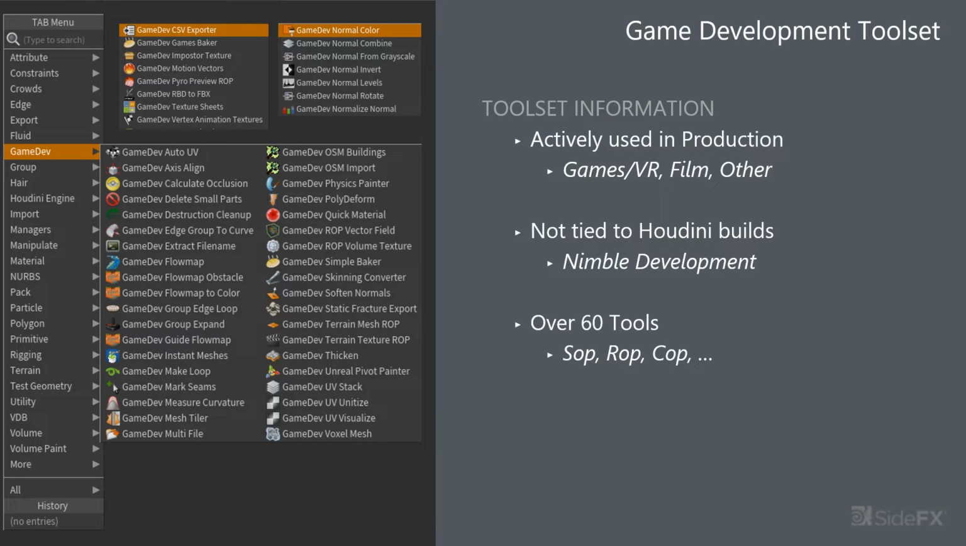The toolset also contains over 60 tools by now in multiple contexts, including SOPs, ROPs, and COPs. On the left you can see some of the tools. All the tools within the game development toolset will be pushed underneath the Game Dev tab inside the tab menu.